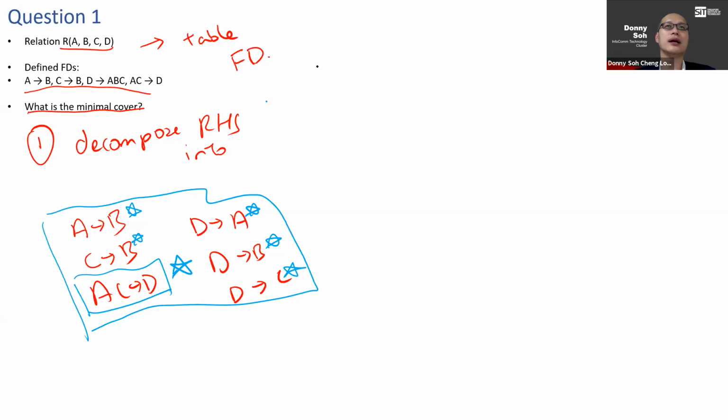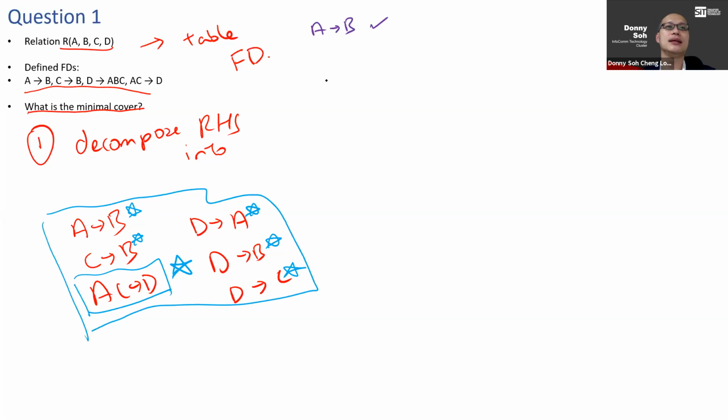Okay. So I'm going to assume that A imply B is not there, and I will check to see if I'm able to find A imply B from the rest of my FDs or not. Okay, and we notice that A imply B cannot be obtained from the rest of my functional dependencies. And so A is required.